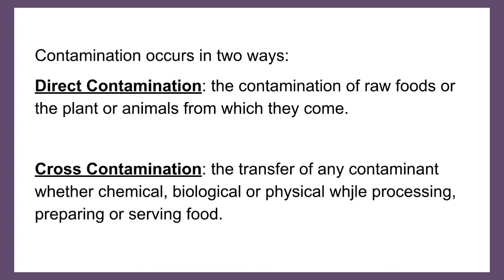So now that we've looked at the types of contaminants, we're going to look at the ways in which food can become contaminated. Now, it can occur in 2 ways. It can be direct contamination or it can be cross-contamination.